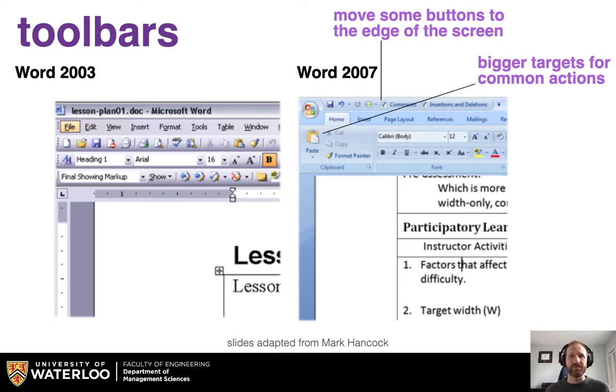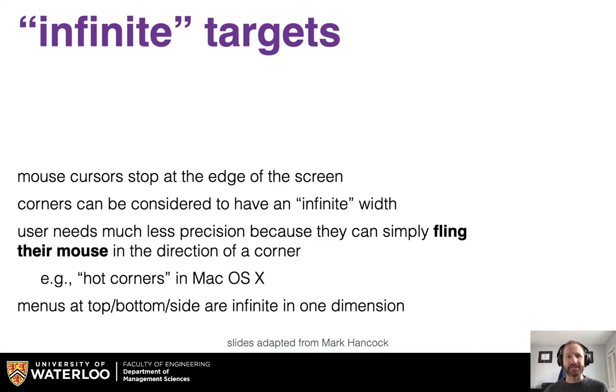What does this let you do with these buttons at the edge of the screen? Well, it gives you an infinite target, effectively. Mouse cursors stop at the edge of a screen, so the corners can be considered an infinite width. And if you're going straight up, you have a bit of a width, but in one direction, you've got an infinite target. So the user needs a lot less precision because they can simply fling their mouse in the direction of a corner. So in macOS 10, I use hot corners to be able to reveal my desktop or show all my windows. And that works because you can just fling the mouse into the corner and then it triggers it. And it takes no time at all because you have an infinite target.